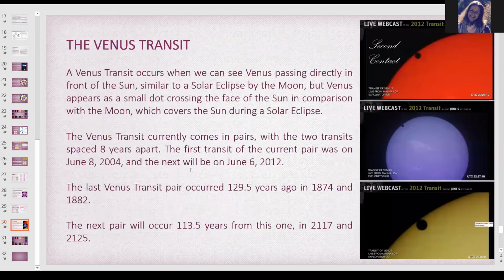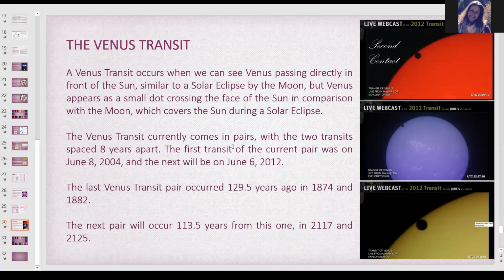And finally, the Venus transit. A Venus transit occurs when we can see Venus passing directly in front of the sun, similar to a solar eclipse by the moon, but Venus appears as a small dot crossing the face of the sun in comparison with the moon, which covers the sun during a solar eclipse.